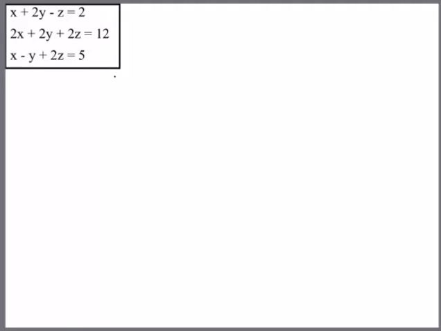So we're going to pick the top equation and the bottom equation. I will put them over here: x plus 2y minus z equals 2, and x minus y plus 2z equals 5. Oops, get rid of that for you. Sorry about that.